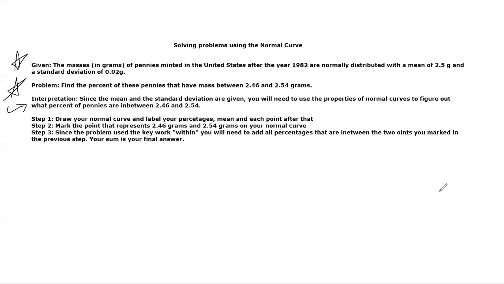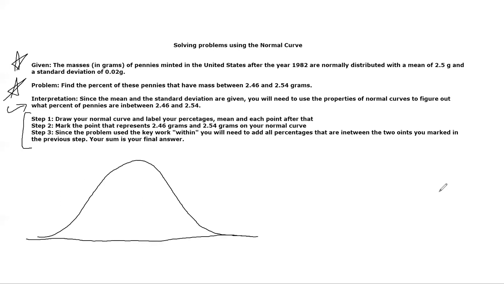These are your steps. When I ask you during the warm-ups, what are the steps? These are the ones you're going to write. Step 1, draw your normal curve and label your percentages, mean, and each point after that. Okay, so I'm going to do number 1 before your eyes, all right? So this is what you should always do in the beginning of all these problems. Start by just drawing a curve as best as you can, right? This is something I'm drawing on the computer, so it's a little hard.